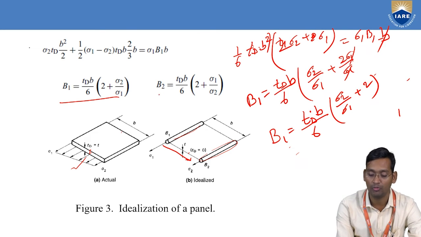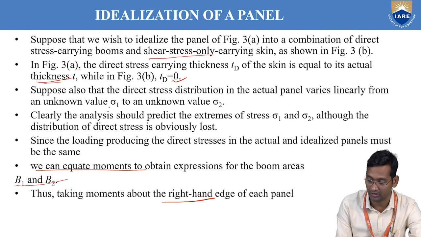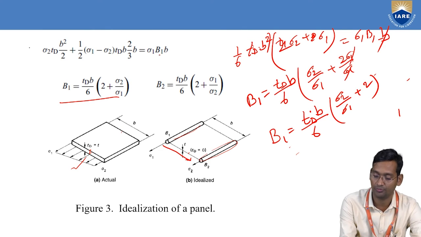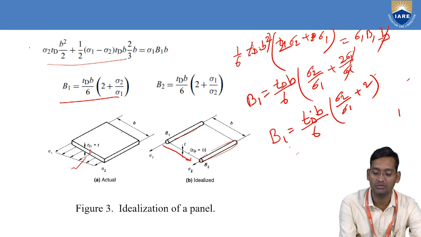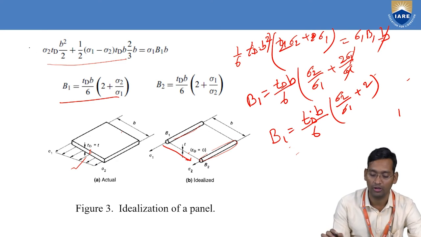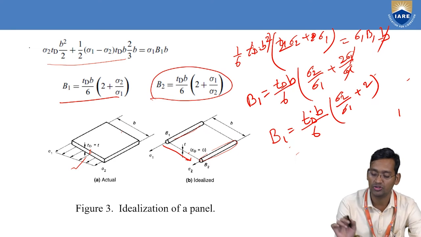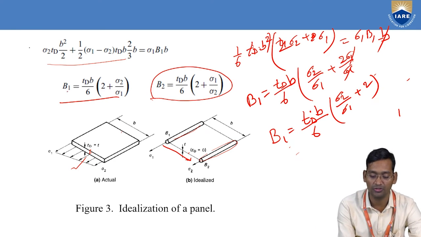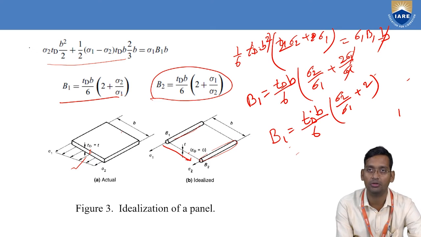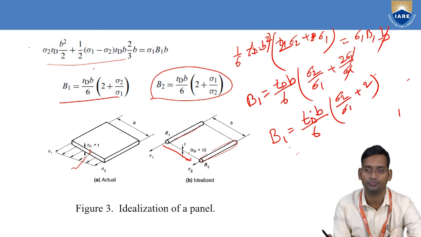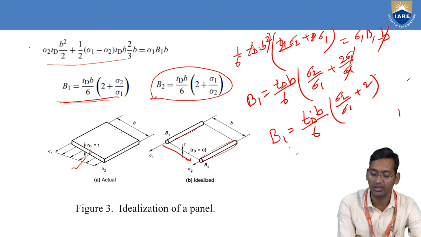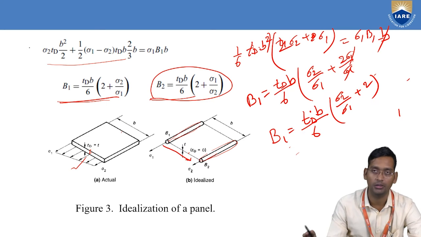Similarly, we can take moment about this one. Here we have taken from the right hand, so that B becomes 0. Now take the moment from the left hand. That time B1 will be 0. Similar equation we will get for the sigma 1. So similarly you can find B2 equals to TDB by 6. Just see the difference: when we are finding B1, then sigma 1 is at the denominator. When we are finding B2, sigma 2 will be in the denominator. Everything will be same equation, just we have to divide. That's all. So this is the boom area of first B1 and B2.